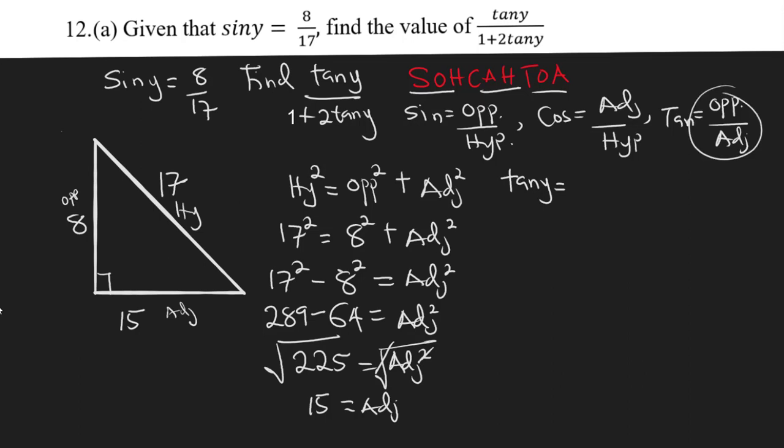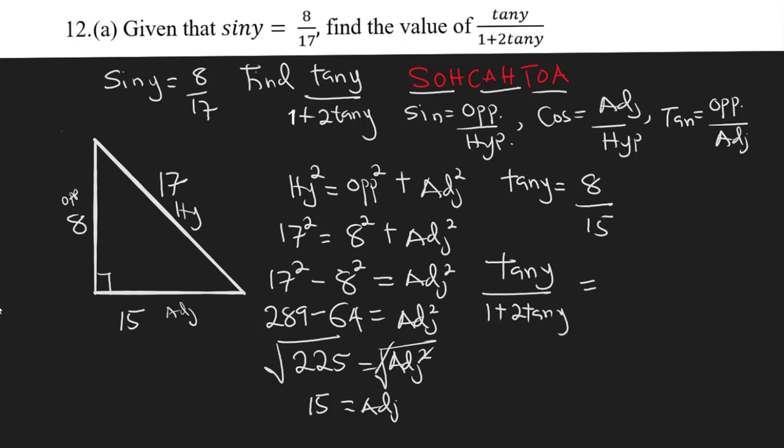So what is our opposite? Our opposite is 8, right? So we're going to have 8 over our adjacent, which is now 15. So it's now time for us to solve the question, because the question says we should find tan y over 1 plus 2 tan y.